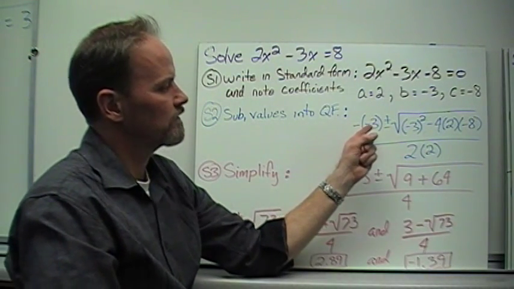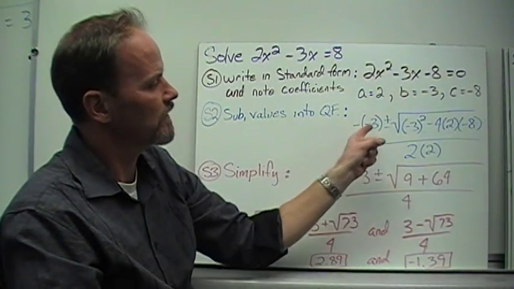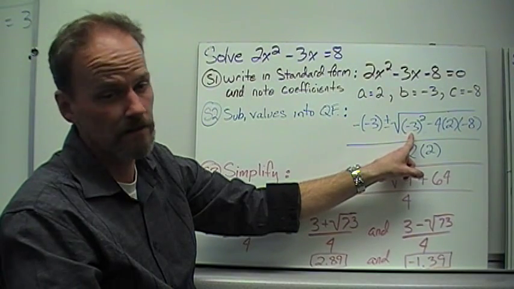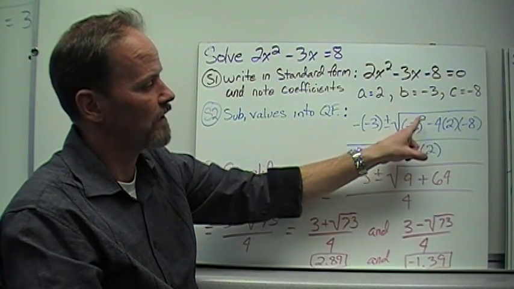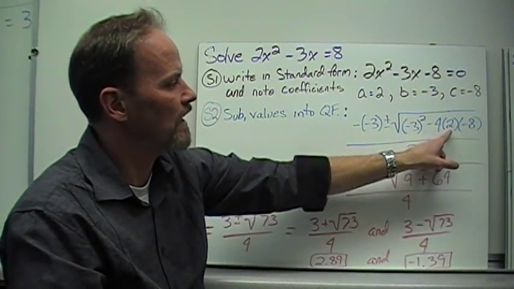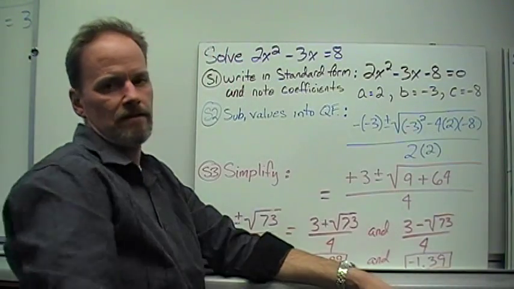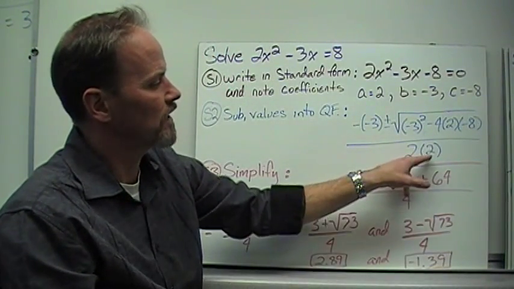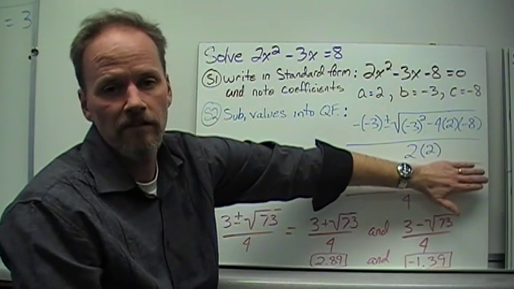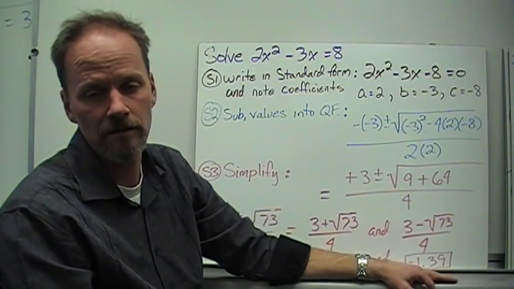That's going to be a negative, and the B goes in here, -3. From here, -3 goes right there. A -3 gets inserted again underneath the square root here, and we're going to square it. Minus 4 times AC. So 2 is A, C is -8. All of that divided by 2 times 2, which was 2A. So that's the correct setup for it. And now we're just going to simplify down to get the answer.